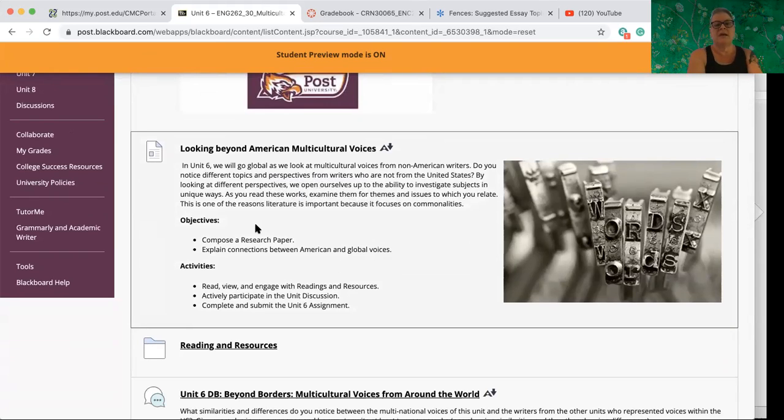So in unit 6, we are going global as we look at multicultural voices from non-American writers. It's interesting to notice how some of the same topics come up, how the different perspectives look, what we have in common and what we don't have in common. And of course, that's one of the reasons that we study literature: we have those commonalities, even with people from very different cultures than we might come from.